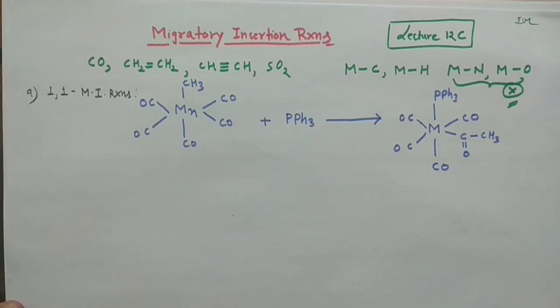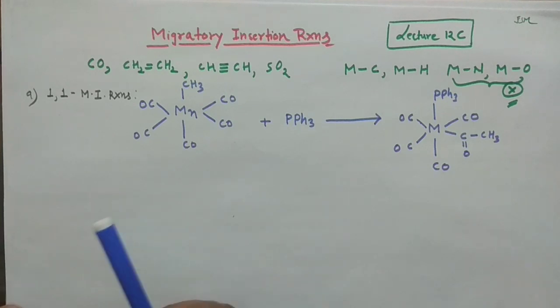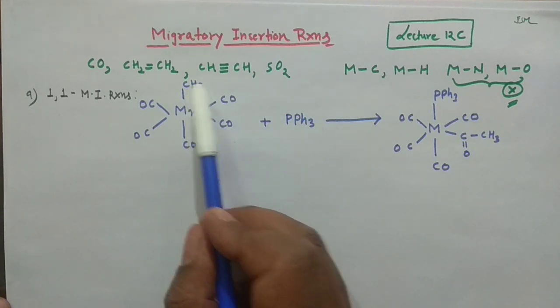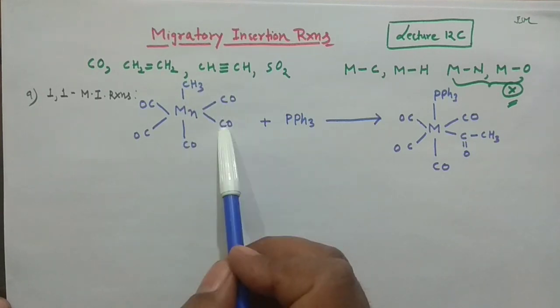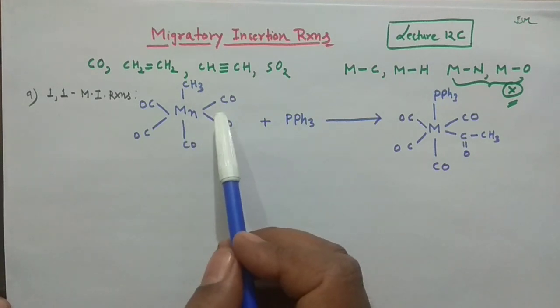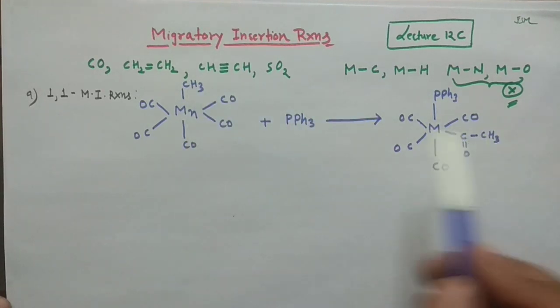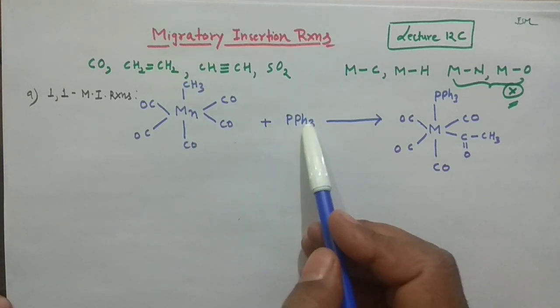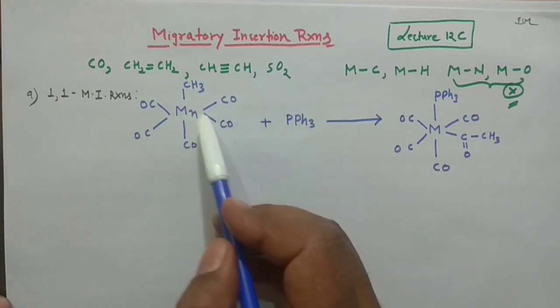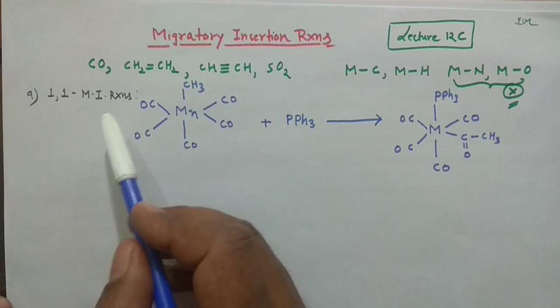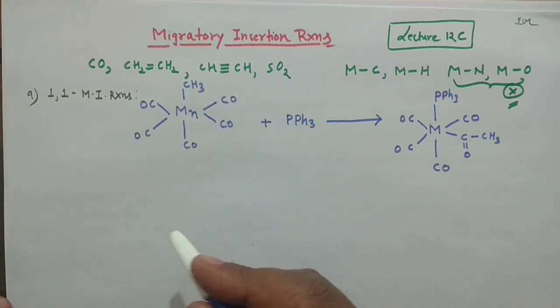So this is a 1,1 migratory insertion reaction. Why am I calling this reaction a migratory insertion reaction? You can observe, first this CH3 will migrate to the CO ligand, and to which CO ligand it will migrate, I will discuss these things in detail a little later. So this CH3 is first migrating to this position, and at this position this ligand, PPh3, is occupying that particular site. So migration of this CH3 and then the insertion of this PPh3 is going on. That's why the reaction name is the migratory insertion reaction. And why am I calling this reaction a 1,1 migratory insertion reaction?